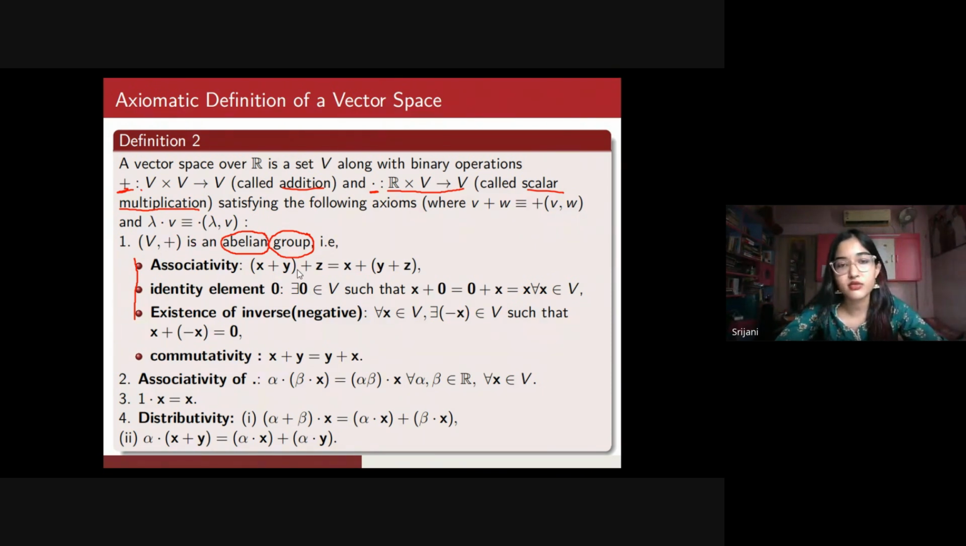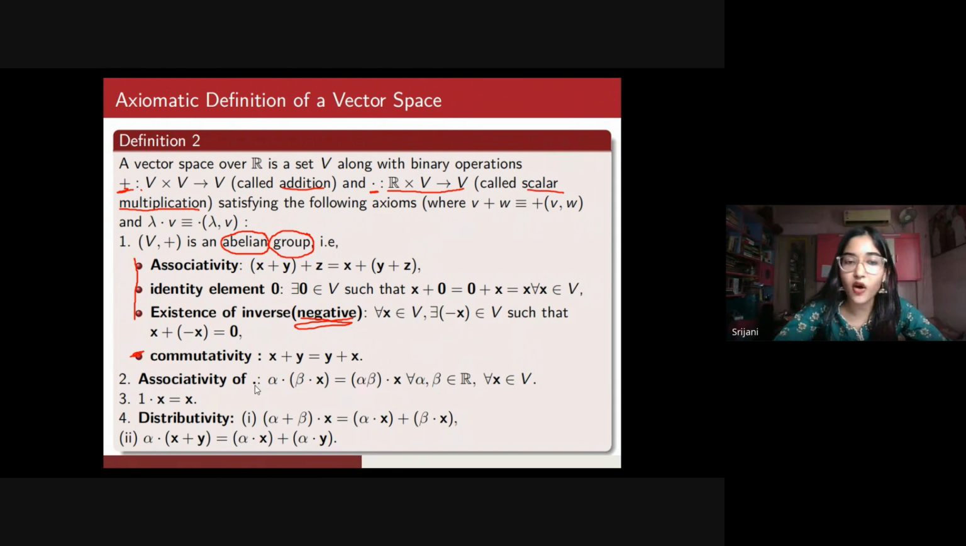So the first property is associativity, then existence of identity. There exists an element called the zero element for which this holds. Then existence of an inverse, which is called negative in this case. And commutativity is extra. So these three and closure of this plus, that means if x and y are in V, then x plus y will also be in V. So these properties make a group, and this extra property makes it an abelian group.